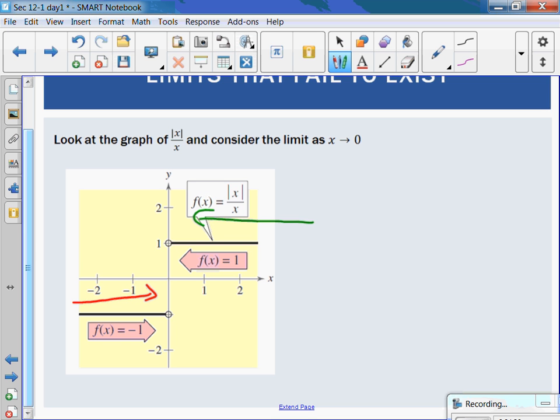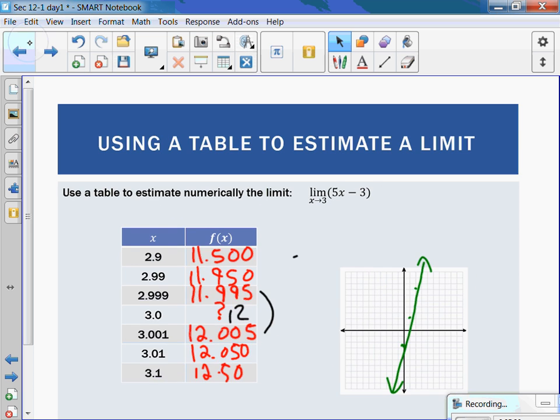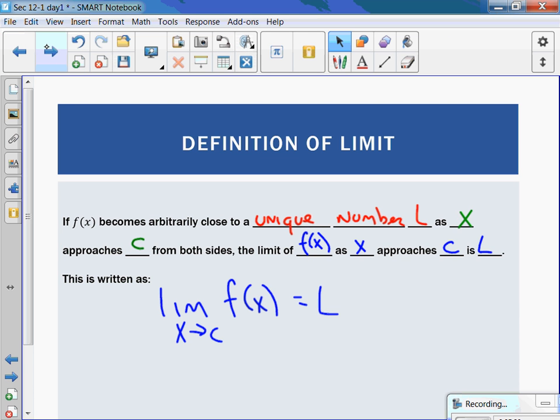So what is the limit of f of x as x approaches 0? As Mario and Adriana said, what is the definition of a limit? Absolutely, a unique number. Not plural, unique numbers or anything like that, but a unique number.